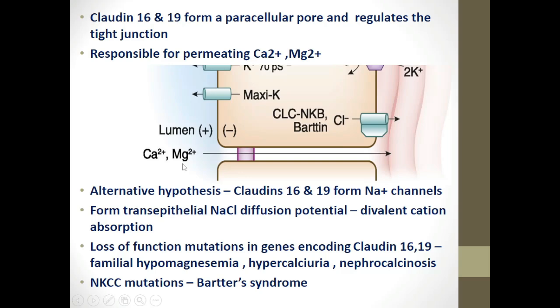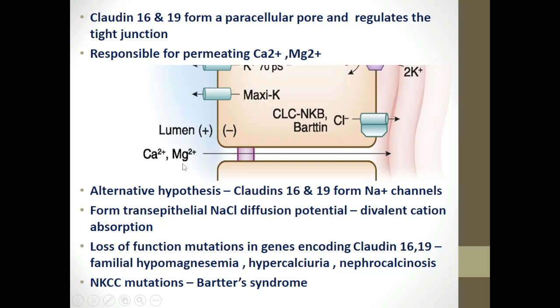But there is another concept, an alternative hypothesis for this mechanism. That alternative hypothesis says that claudins 16 and 19 form sodium channels. Here the blue colored one is the sodium channel. Via these sodium channels, calcium is exchanged, not through the tight junction. This alternative theory says it forms a transepithelial sodium chloride, NaCl, diffusion potential, because sodium and potassium are exchanged along with chloride. So this divalent cation absorption takes place when sodium chloride is diffusing.